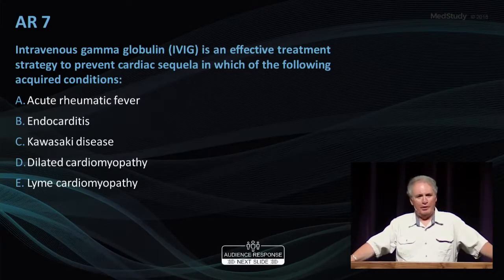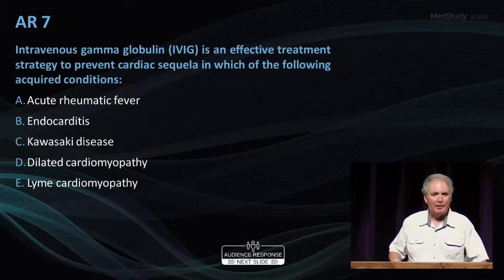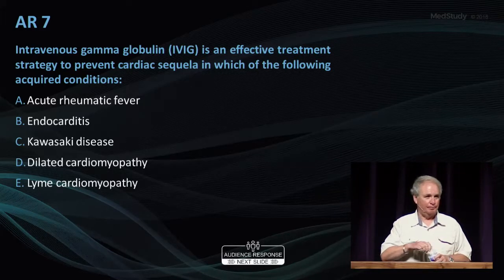Okay, audience response question number 7. Intravenous gamma globulin is an effective treatment strategy to prevent cardiac sequela in which of the following acquired conditions? Rheumatic fever, endocarditis, Kawasaki, dilated cardiomyopathy, Lyme cardiomyopathy. Click away.